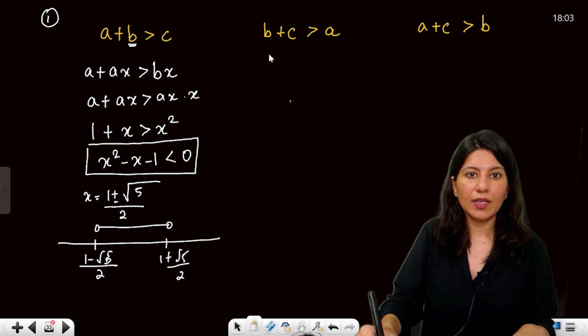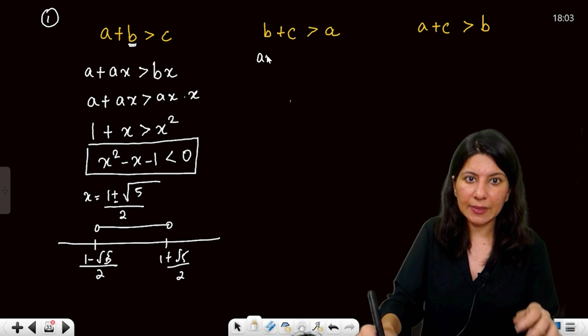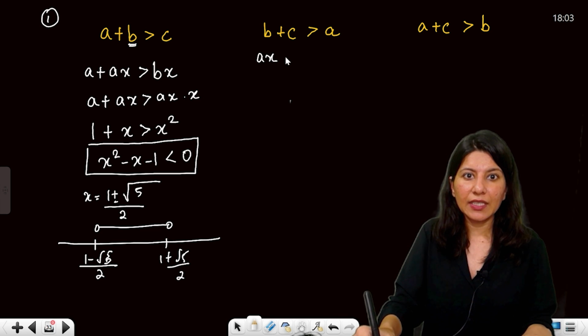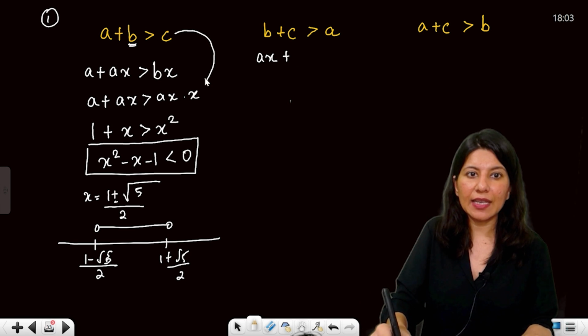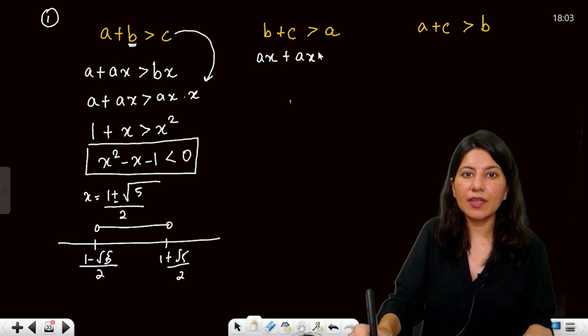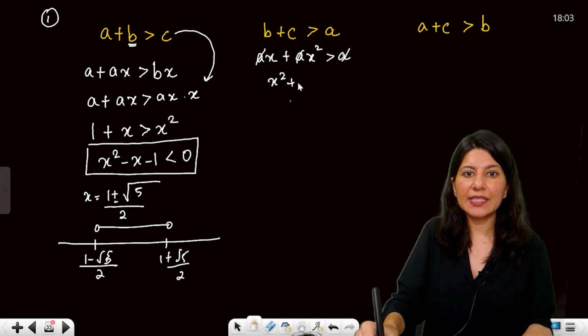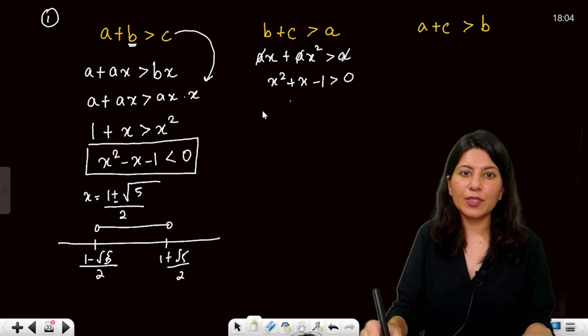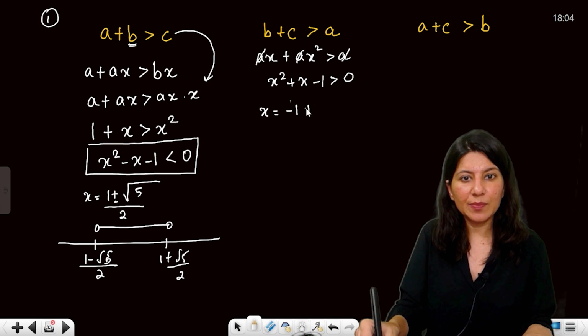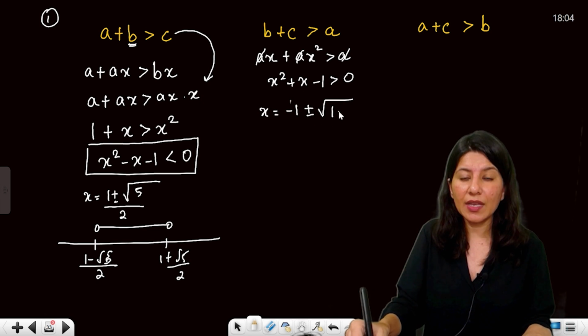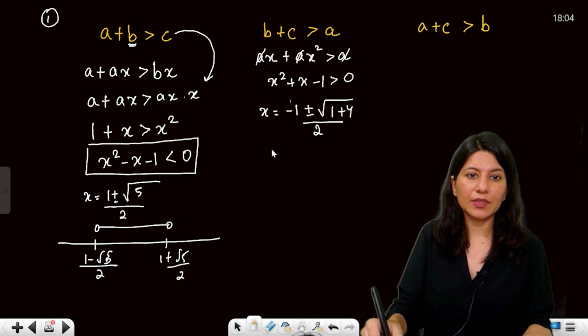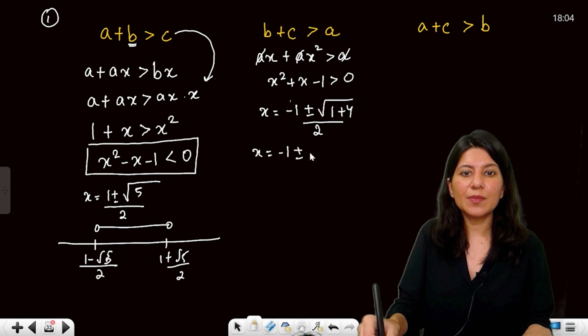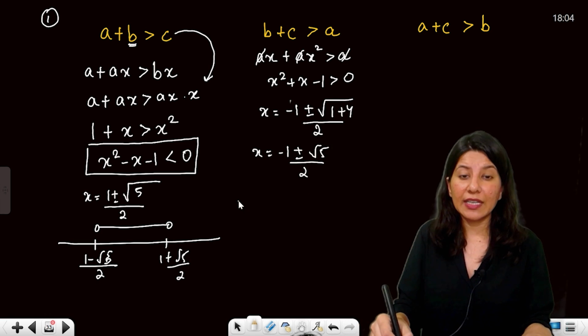Second thing now. Again, b is what? Ax. Correct. And c is what? c can directly be written as ax square greater than a. Again, a cancels. So x square plus x minus 1 greater than 0. Again, you can calculate. So it is going to become x equals minus 1 plus minus square root of b square plus 4 by 2. Correct? So x is minus 1 plus minus root 5 by 2 greater than 0.